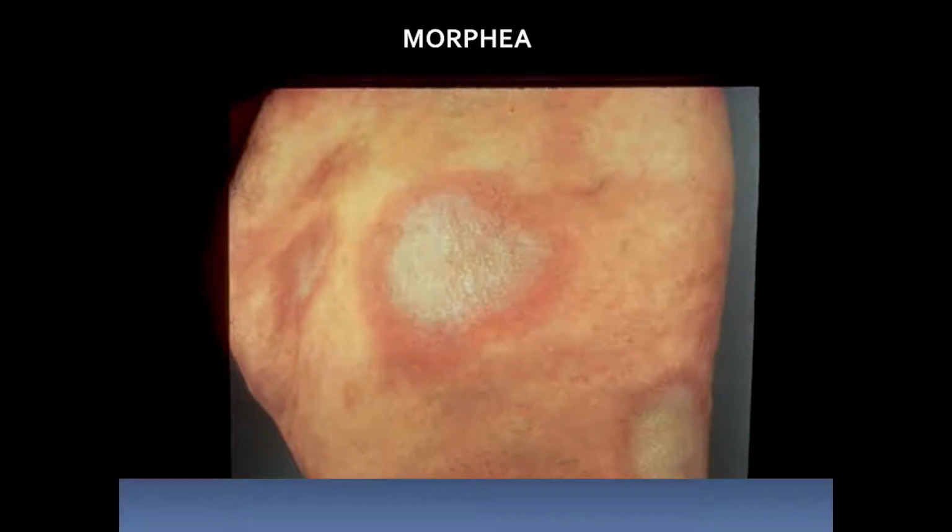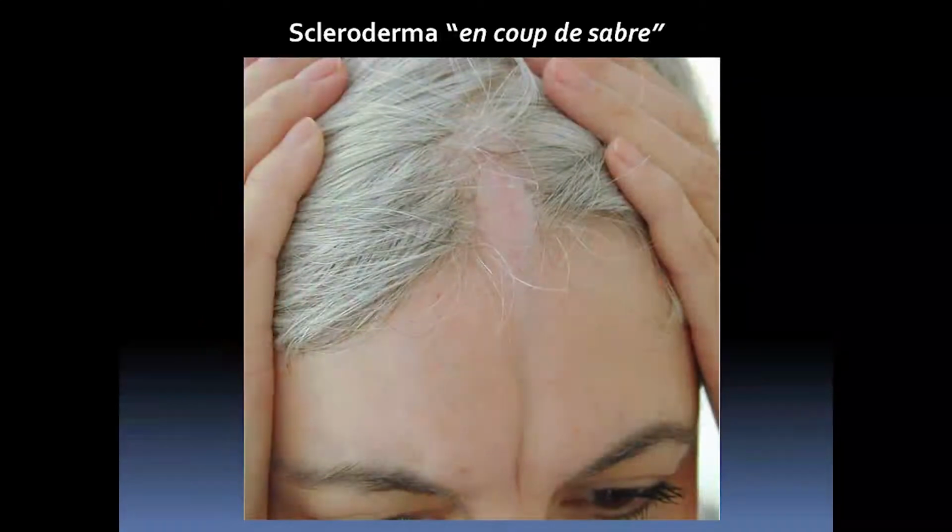This is linear scleroderma. Histologically, under the microscope, the skin changes in morphea or linear scleroderma are indistinguishable from what you can see in patients with systemic sclerosis. This is en coup de sabre. Basically, there's this depressed scar on the forehead. It goes into the scalp with hair loss. Patients can sometimes get dural calcification and seizures.